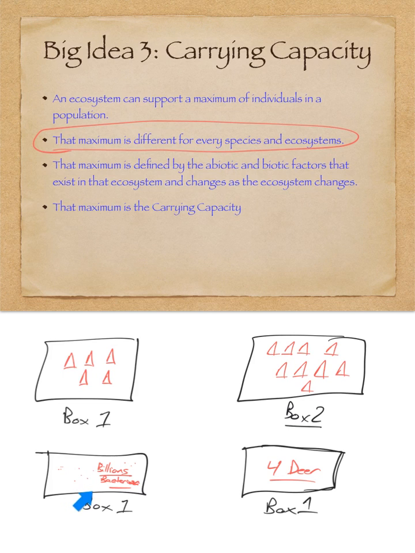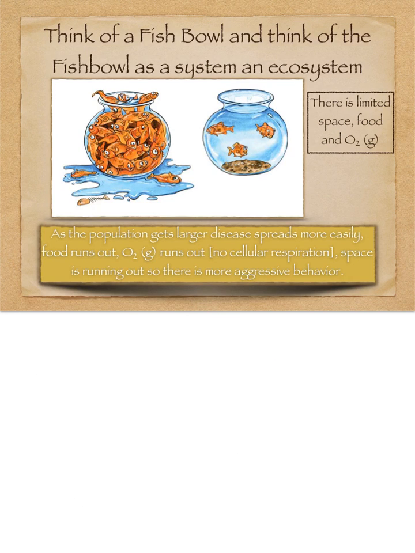So the characteristics of the species and the characteristics of the ecosystem are both important to trying to understand the carrying capacity. How much can an ecosystem hold of any given population? How many, I should say. So let's think of a fishbowl as an ecosystem, instead of a box. If you had a fishbowl, there's a limited amount of space and food and oxygen.